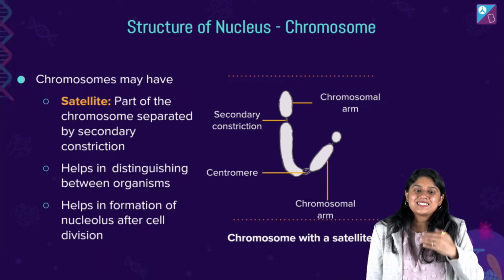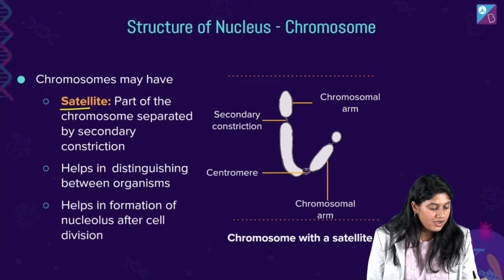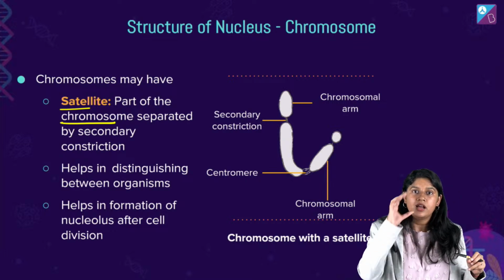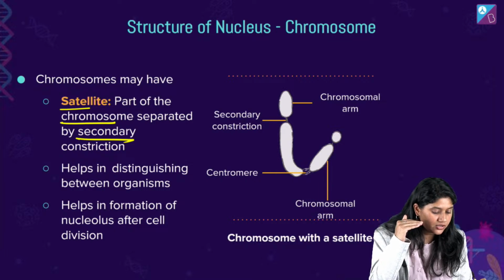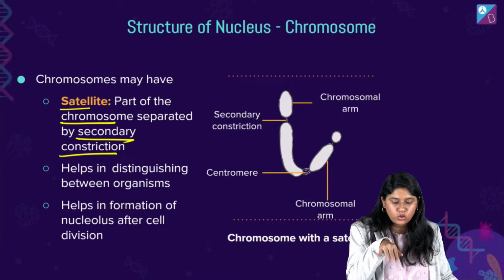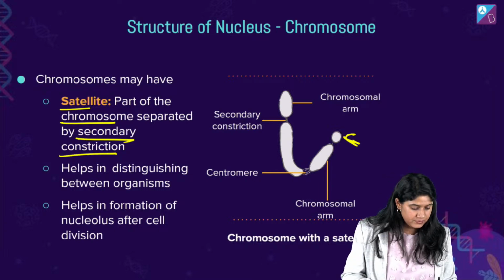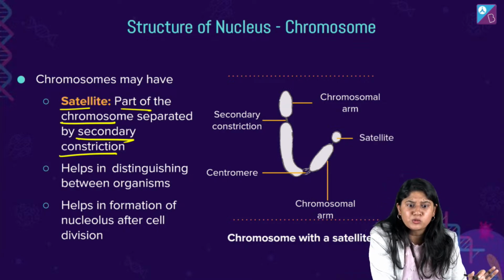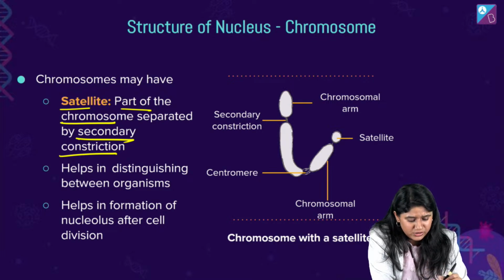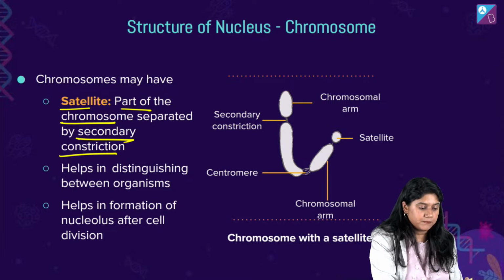Yes. What is satellite? Satellite क्या है? Part of the chromosome separated. Part of the chromosome ही है, पर किसने separate करा है उसे? Secondary constrict की वजह से वो थोड़ा सा दूर हो गई है. यहाँ पे ये रही satellite. Right, satellite है, it's a part of the chromosome only, पर थोड़ा सा अलग चली गई है, क्यों? क्योंकि secondary constrict की वजह से.